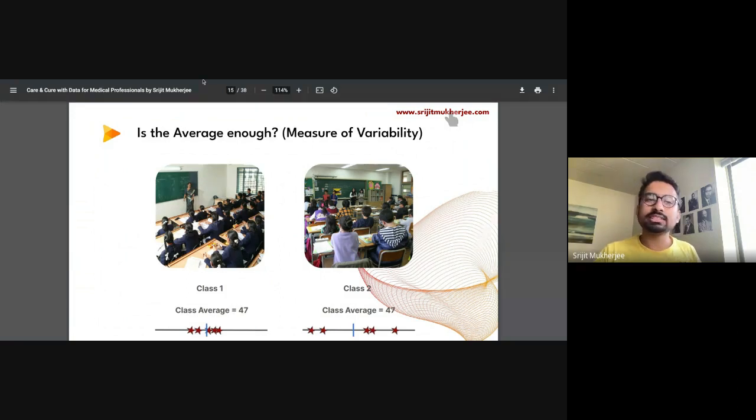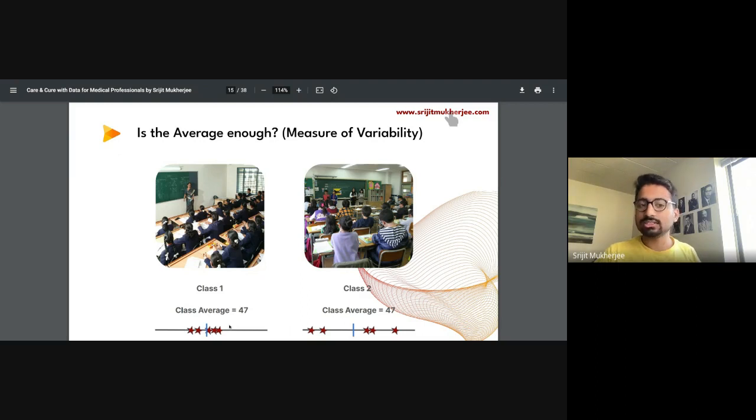Now the question is, is average enough to measure the performance of two classes? The answer is no. The example is given below. If you take this class, the average is 47. This class also has an average of 47. But you can see there is a lot of variability. Few people have performed really well, few people have performed really badly. But the class average is turning out to be 47.